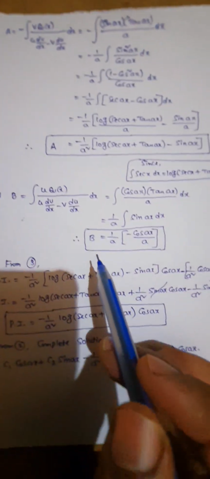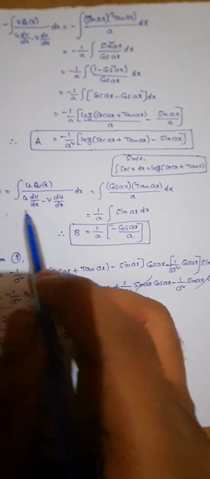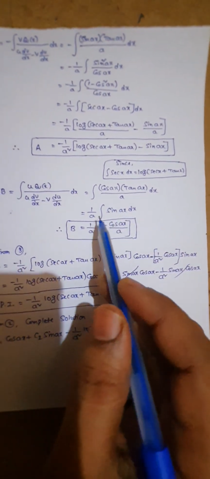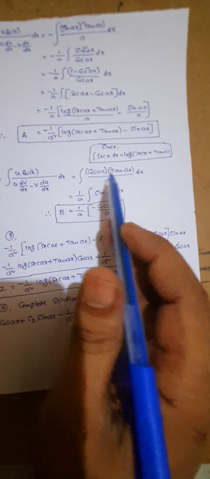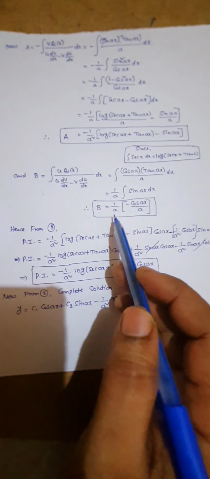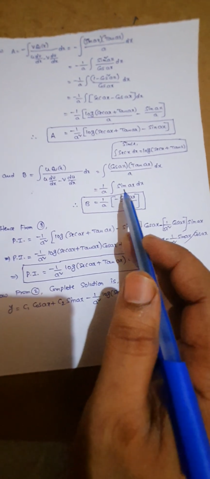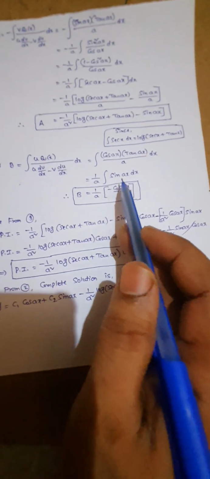What is u? We have u, which is cos ax. I have written cos ax here, into, as already discussed, q of x equals tan ax, divided by the denominator we already found, u dv by dx minus v du by dx. That equals a dx. Now 1 by a is constant, take it out like we did in the previous finding. Here we can write cos ax into tan ax as sin ax by cos ax. Cos ax cancels, we have sin ax dx. That implies B equals 1 by a into, what is the sin ax integration? Let us imagine ax as x, sin x integration is minus cos x, that means minus cos ax by the derivative of ax, a.